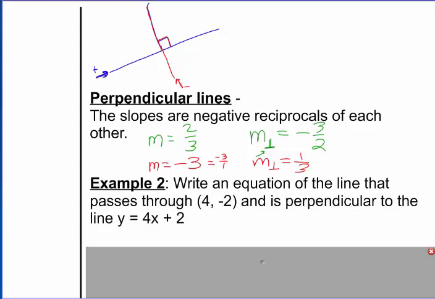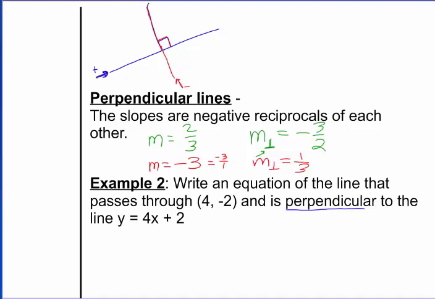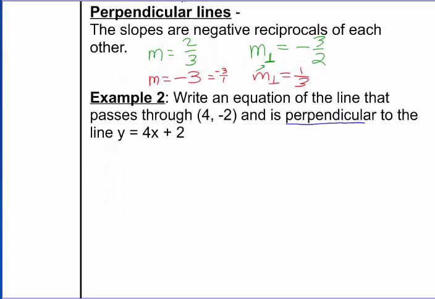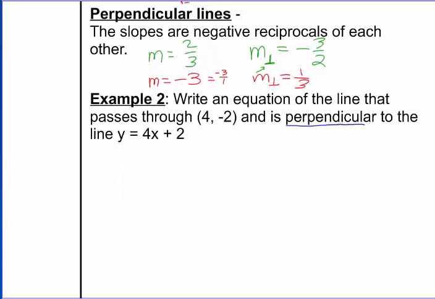So let's take a look at an example. We have a point and an equation. It says write an equation of a line that passes through the point (4, -2) and is perpendicular to the line y equals 4x plus 2. So we want to make sure that it's perpendicular to that equation. So just as before, you identify what the slope of this line is. So the slope of this line is 4.